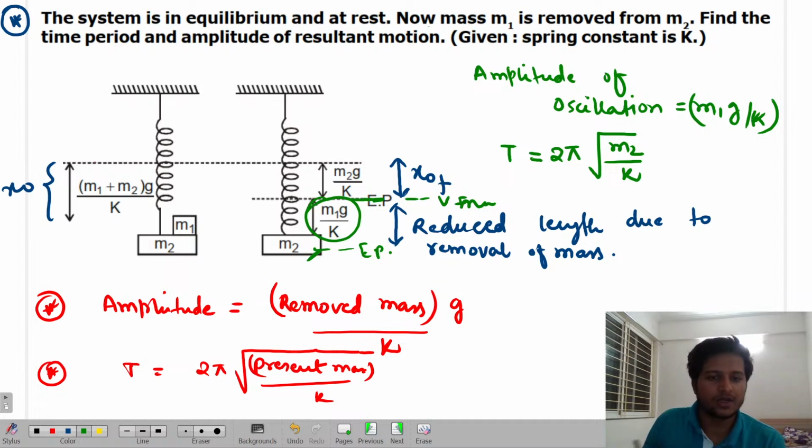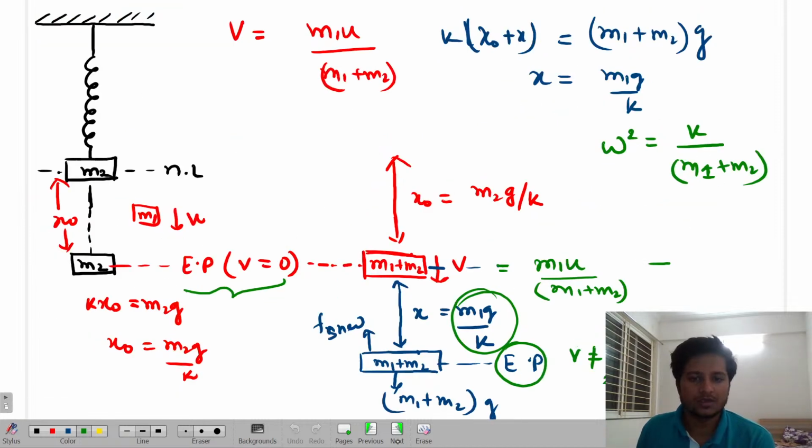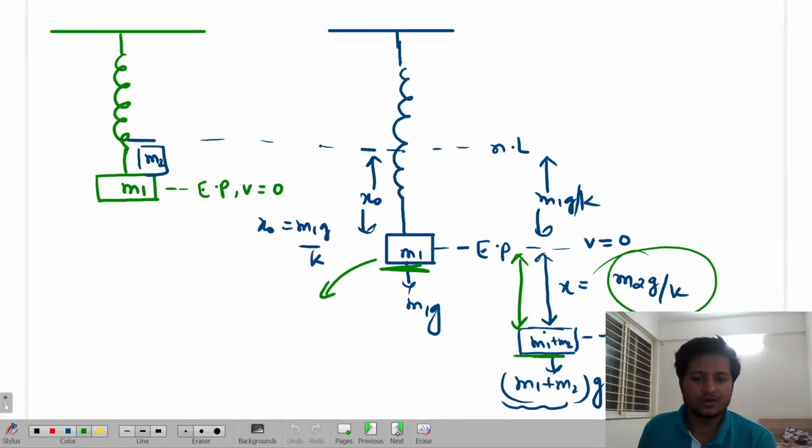So what is my amplitude? M1g by k. Understood? Got it totally? And you can even prove that the velocity becomes Vmax over there. How? Apply energy conservation. That's all. Is that clear or not? Riva, is this clear now?